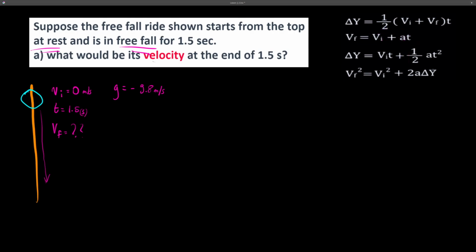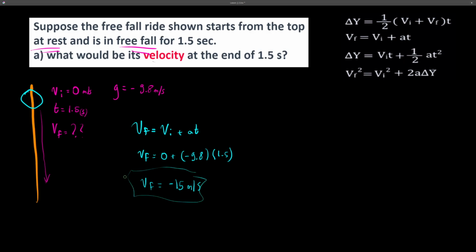So v final, let's change color. V final is equal to v initial plus acceleration times time. V final, we don't know it, so we can just keep it as it is. V initial is 0 plus the negative acceleration, so minus 9.8, and then the time of 1.5. And then we can get v final is equal to negative 15 meters per second.